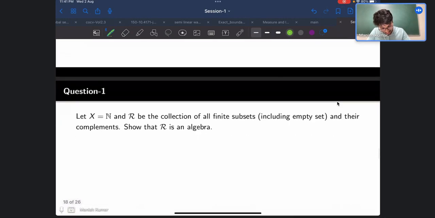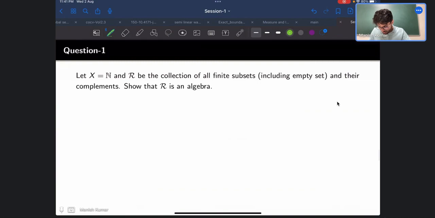Now let us quickly see these exercises. Let us start with the first exercise. Suppose X is the natural numbers N and R is given to be the collection of all finite subsets and their complements. This means E is a subset of N such that E is finite or its complement is finite. It is equivalent to saying that E complement is finite.